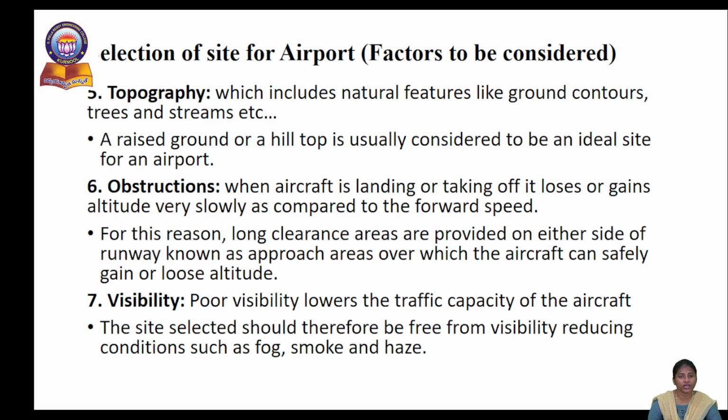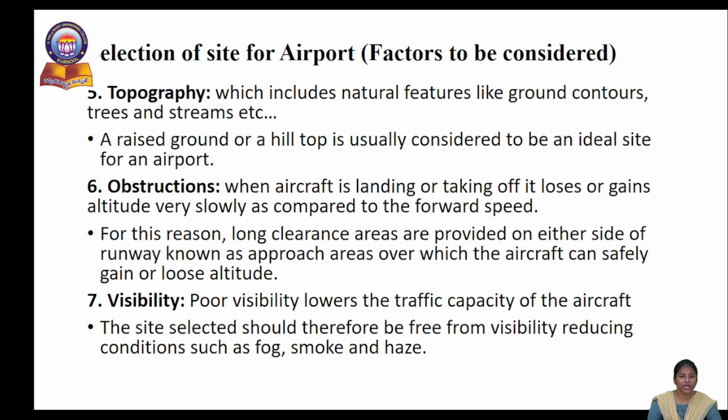Next we have topography, which includes natural features like ground contours, trees, streams, etc. A raised ground or hilltop is usually considered to be an ideal site for airport construction. Next you need to consider whether any obstructions are there. When an aircraft is landing or taking off, it loses or gains altitude very slowly as compared to the forward speed. For this reason, long clearance areas are provided on either side of the runway, known as approach areas, over which the aircraft can safely gain or lose its altitude.